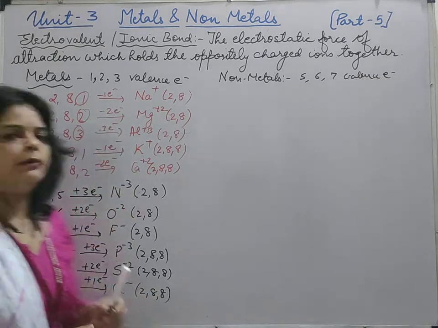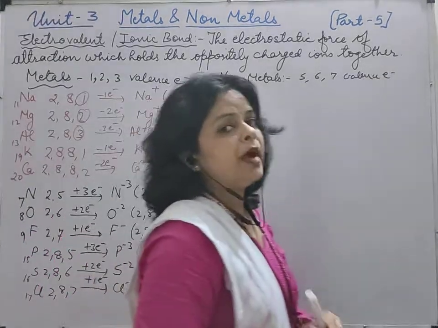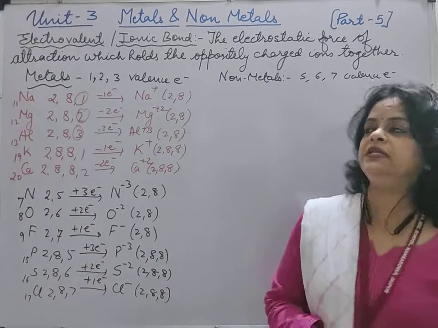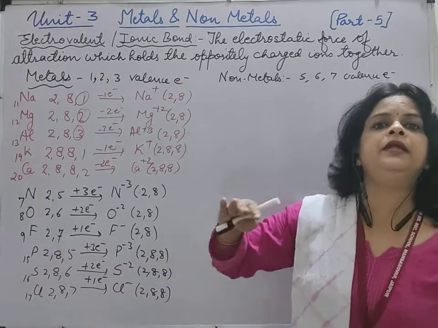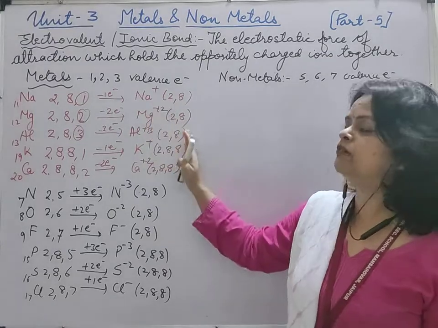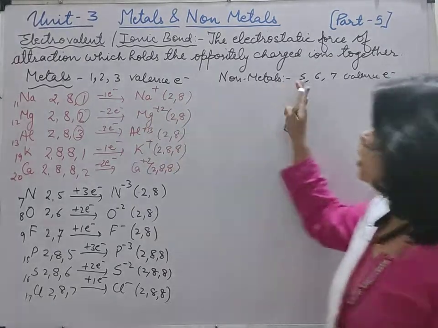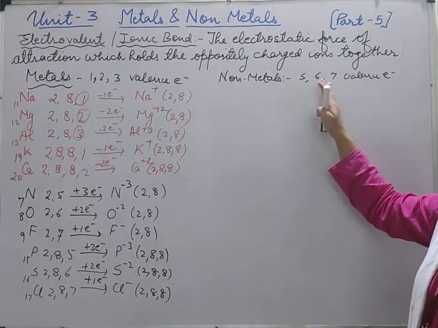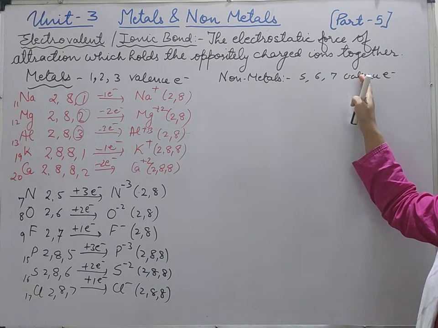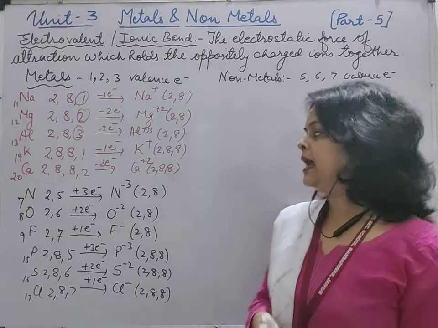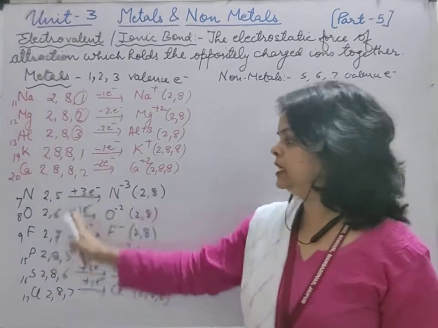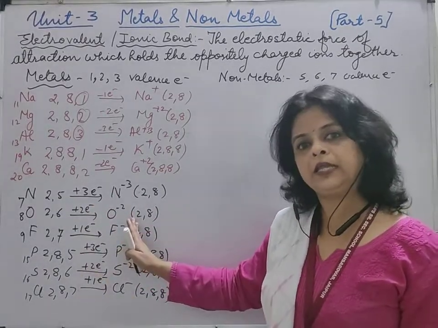So in all these examples, what we had seen is that metals have valence electrons 1, 2 or 3 and they have the tendency to lose these electrons and form cations. Non-metals have 5, 6 or 7 valence electrons and they have the tendency to gain electrons, and that is why by gaining electrons they form anions.